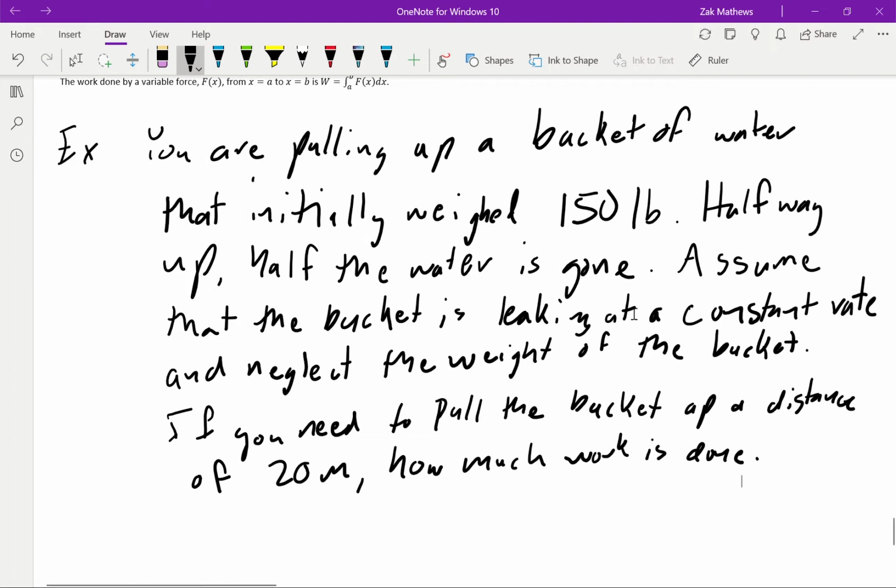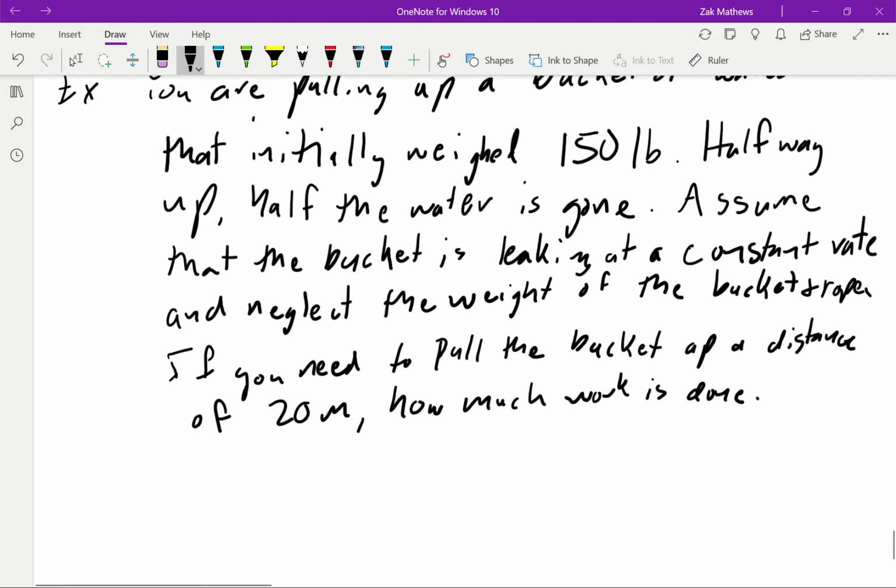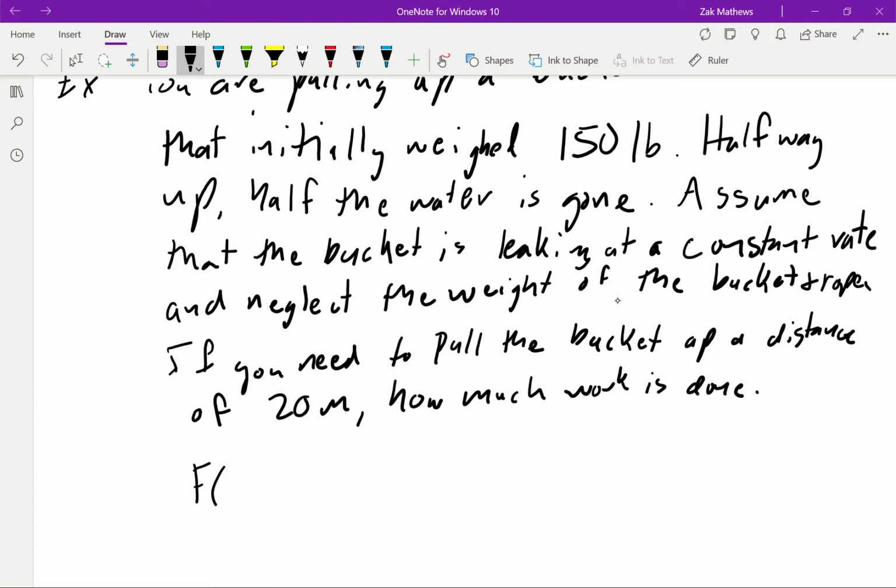We're also going to ignore the weight of the line, or the rope, that we're pulling it up with, and concentrate on the bucket. So we need an equation for force. Had we just been carrying this 150-pound bucket of water, it would have stayed the same. If we continually lifted it, say with a helicopter, higher and higher into the air, we'd just multiply 150 by the 20.